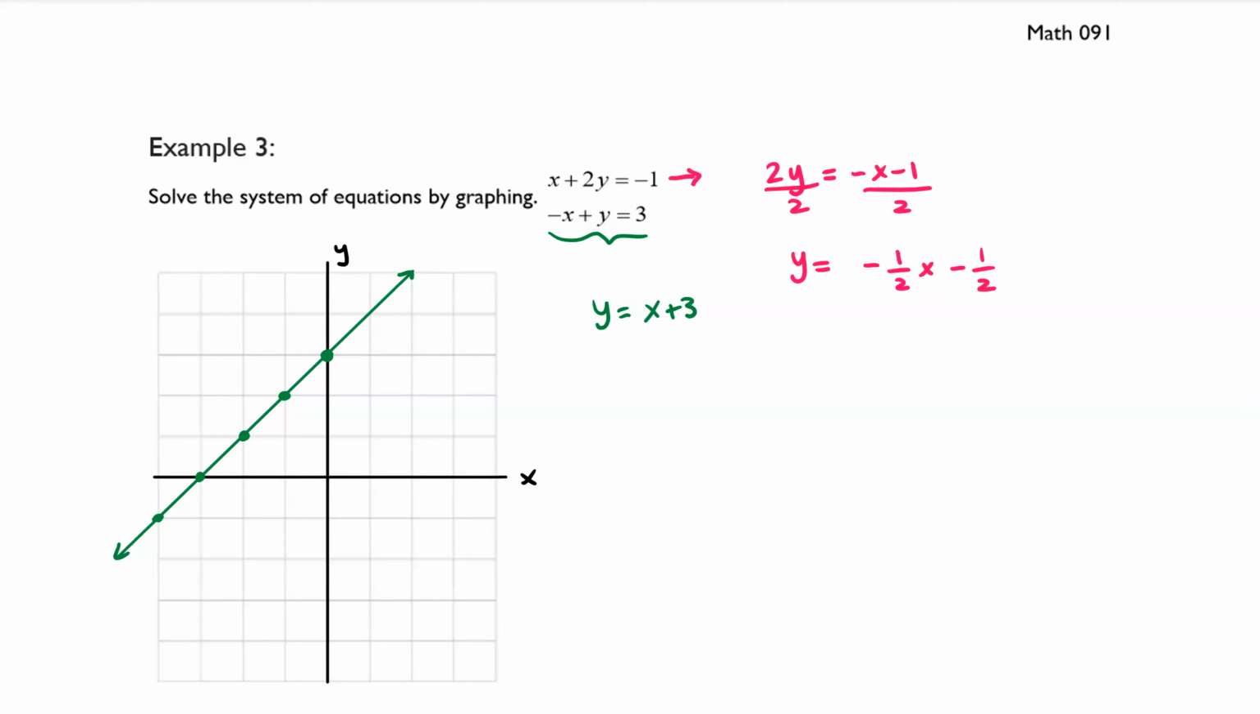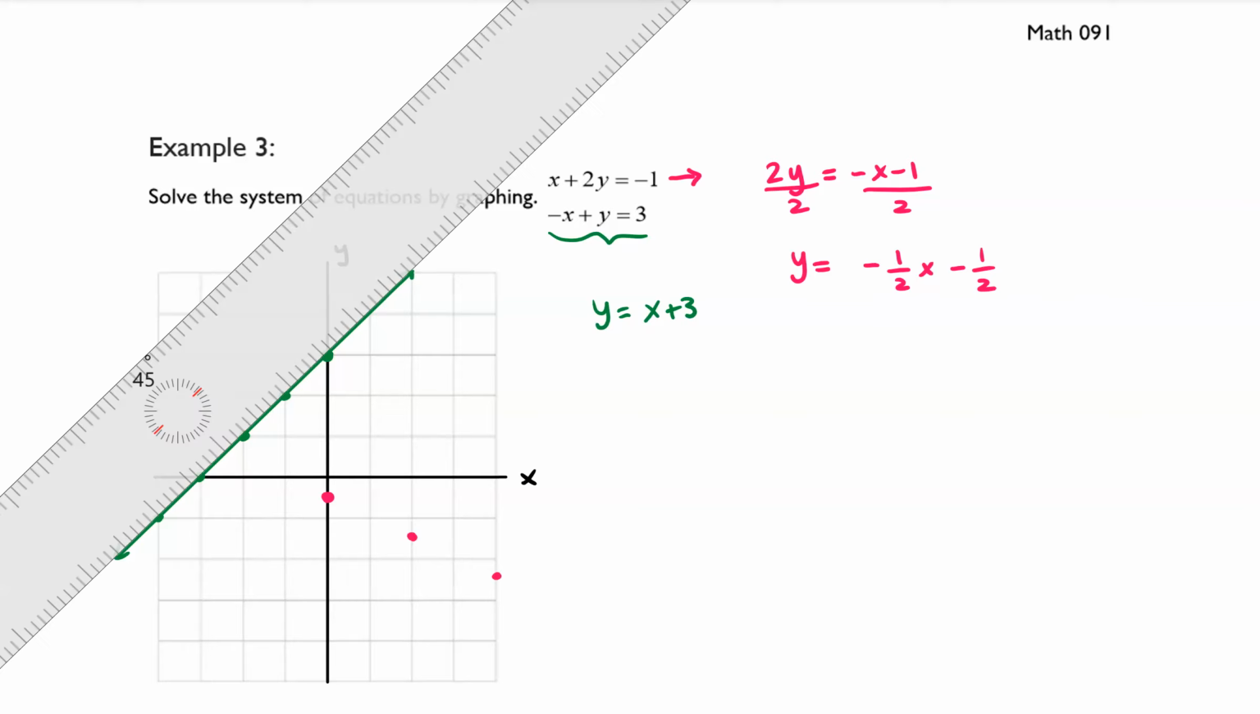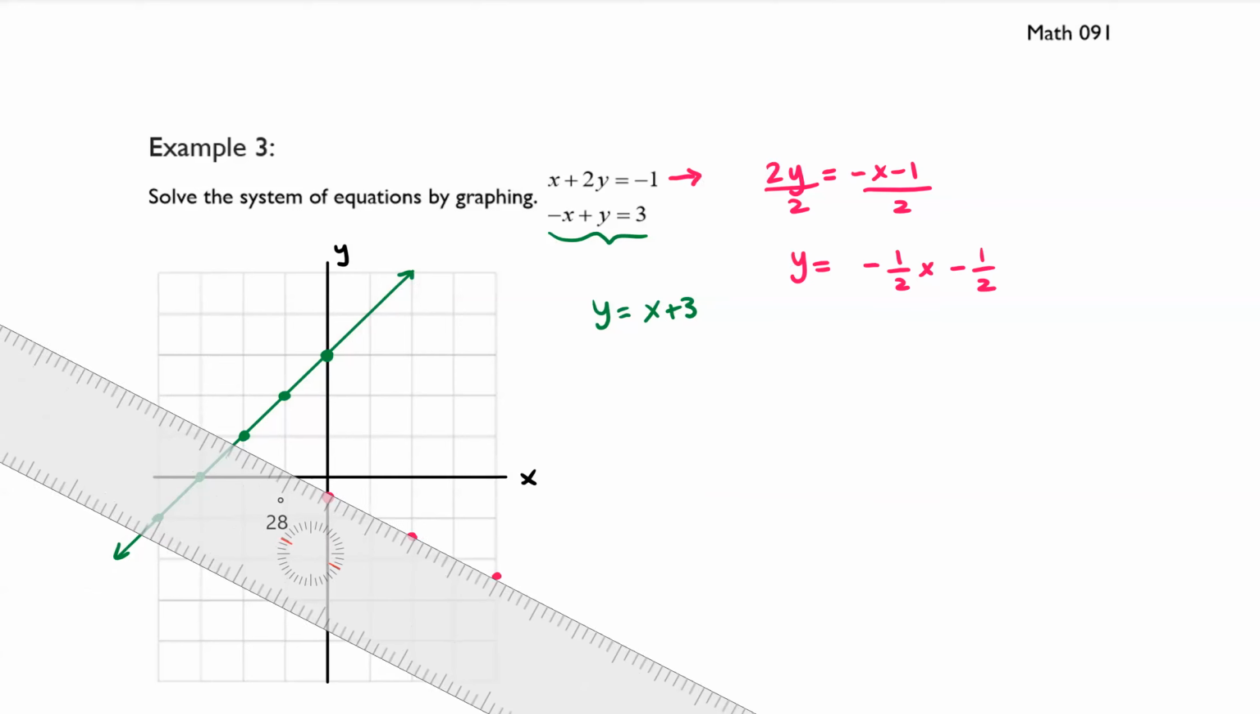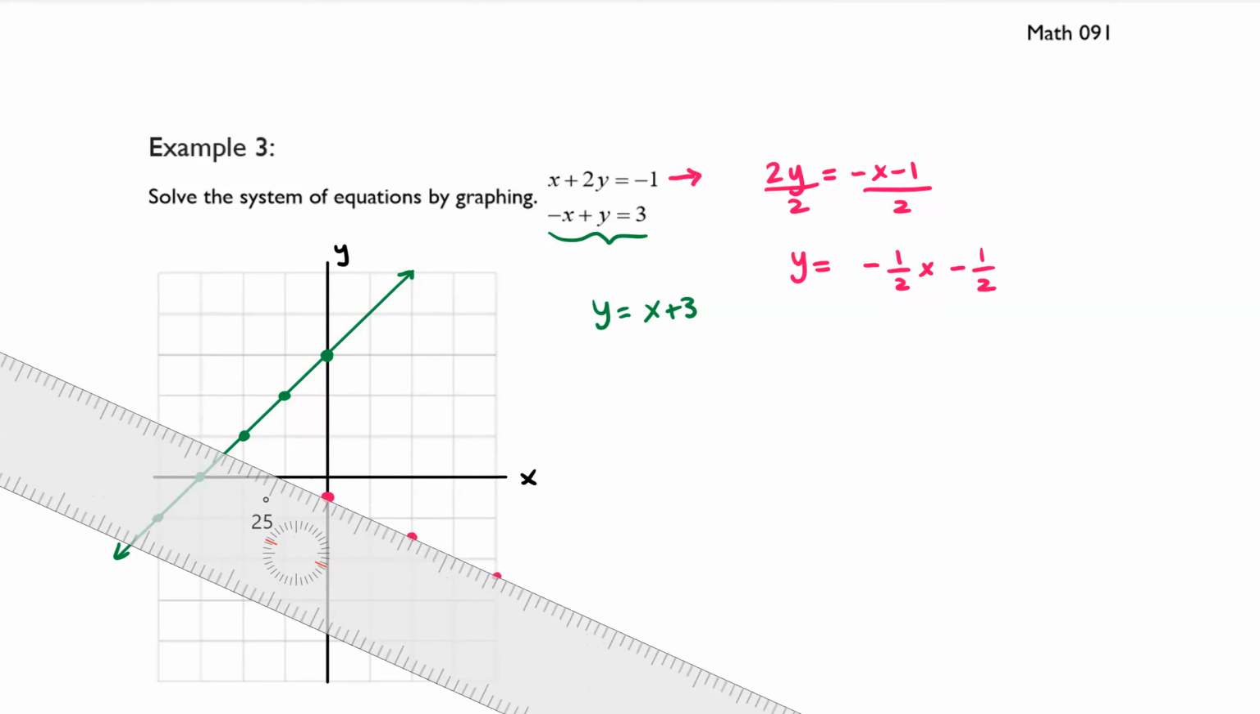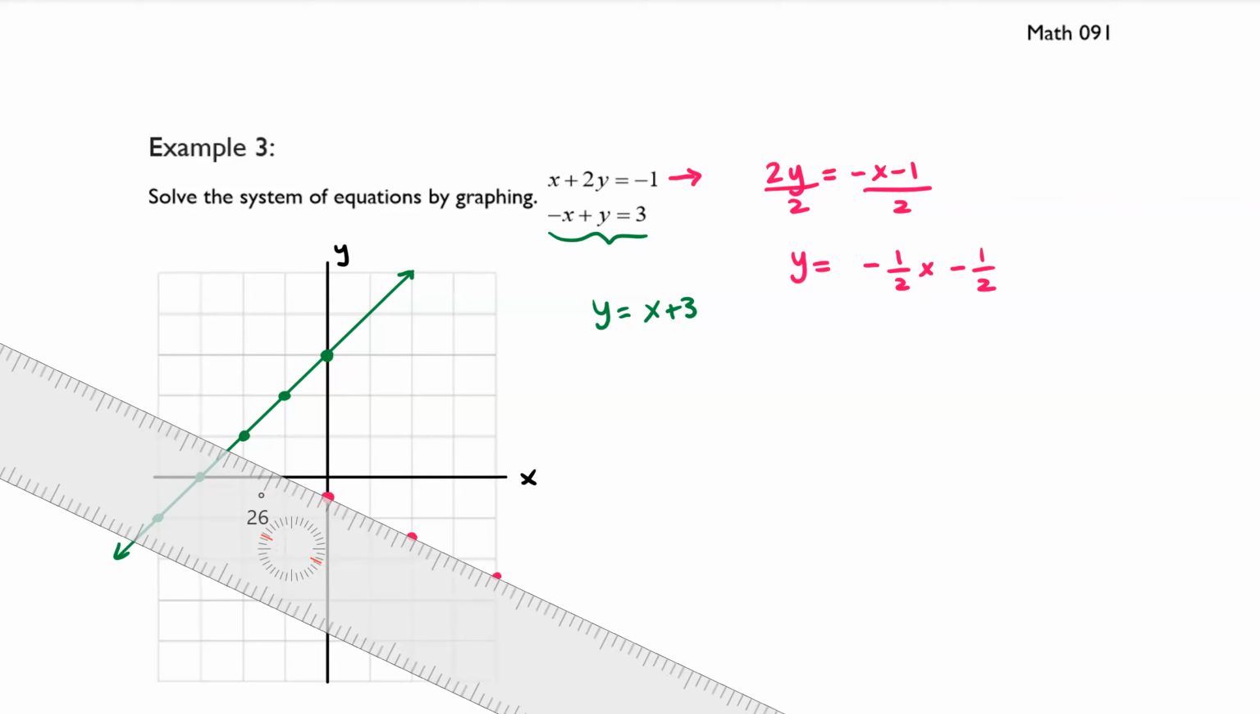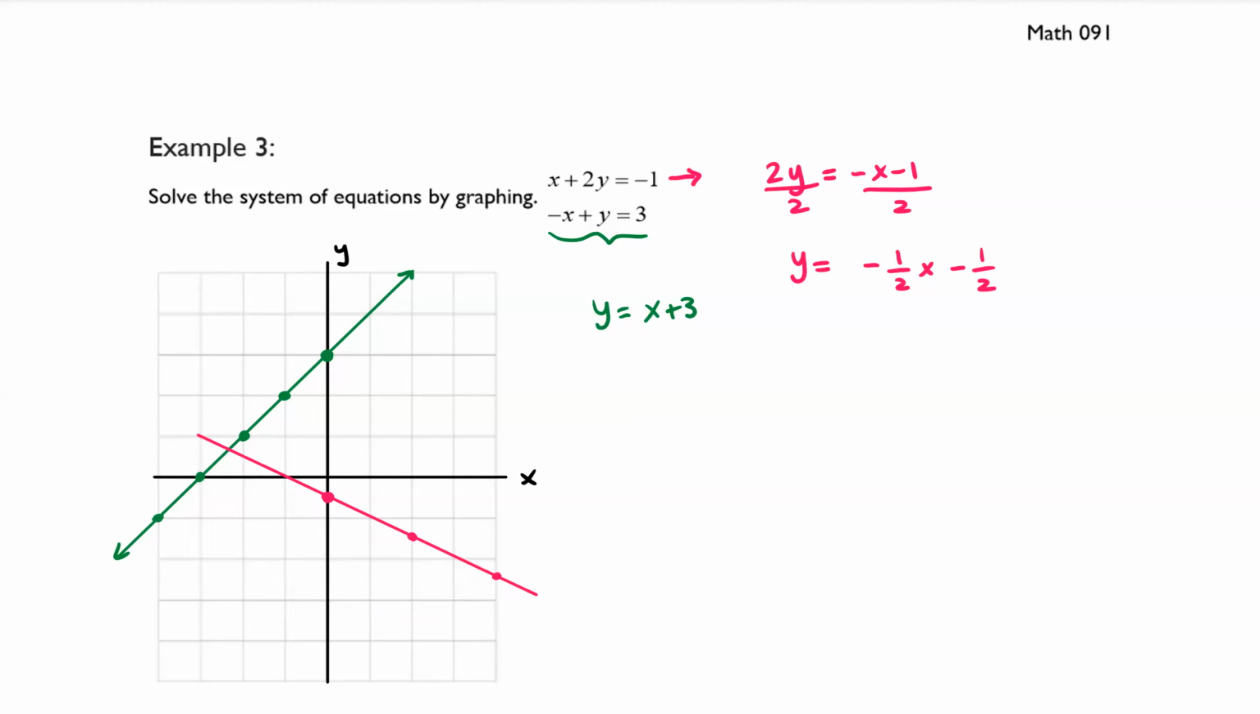And let's go ahead and graph the other line. We have y equals negative 1/2 x minus 1/2. So my y-intercept is at 0, negative 1/2. And I could go down 1, right 2, down 1, right 2, and then go ahead and connect those. Okay, so that's going to look something like that, and our point of intersection is happening right there.